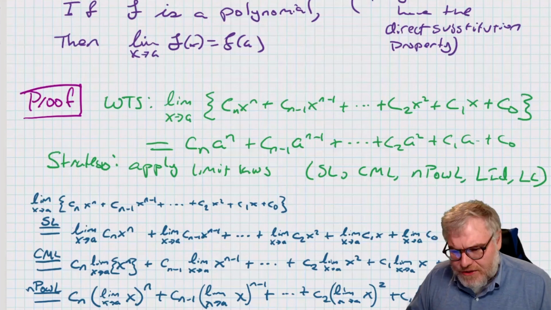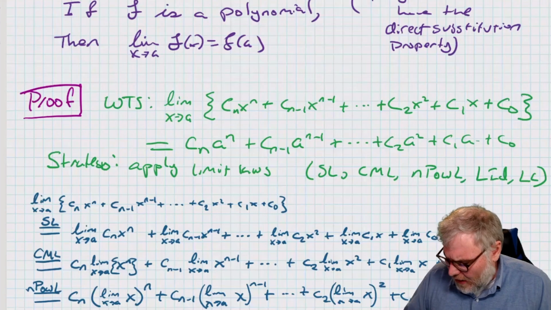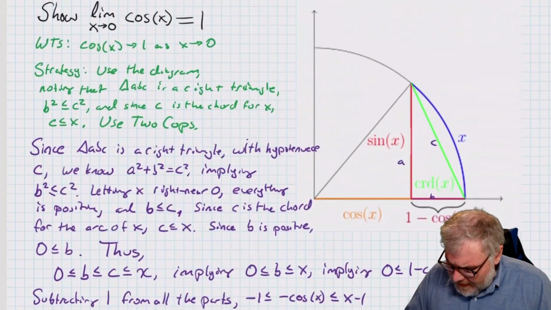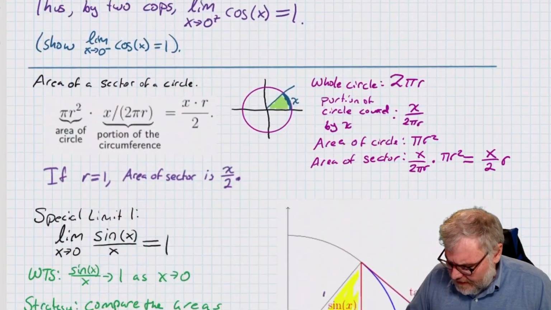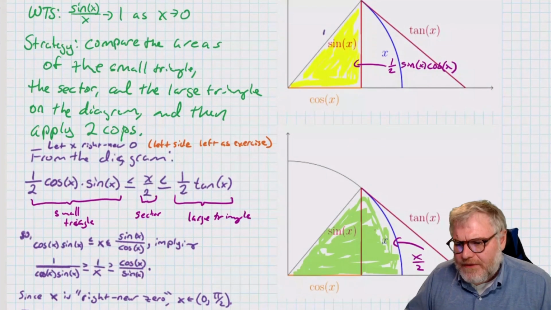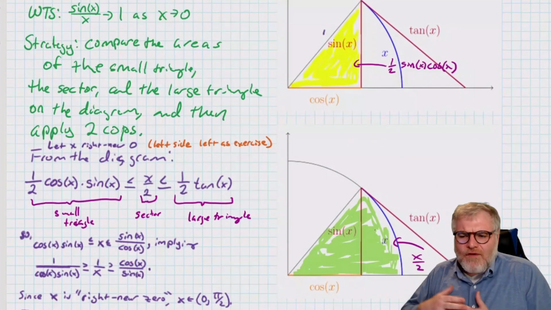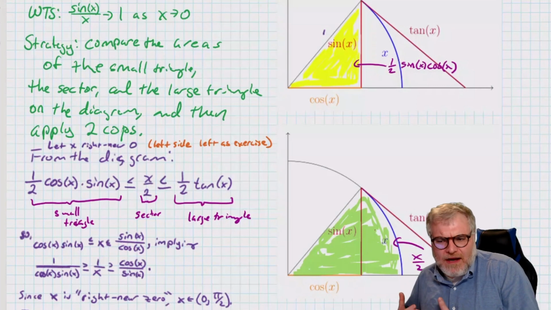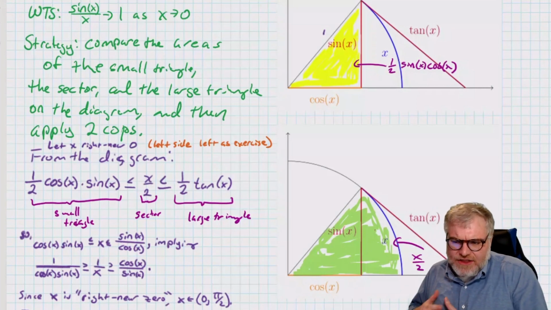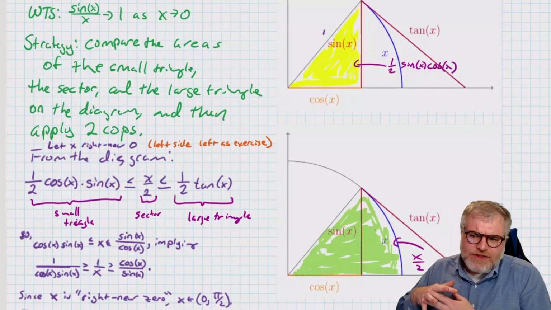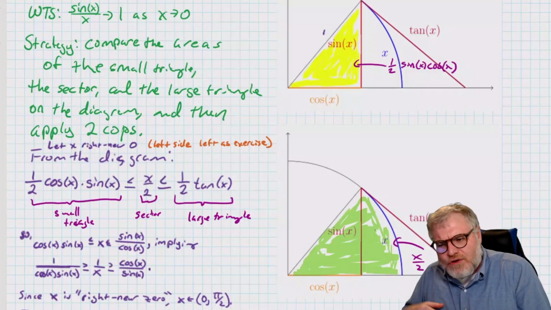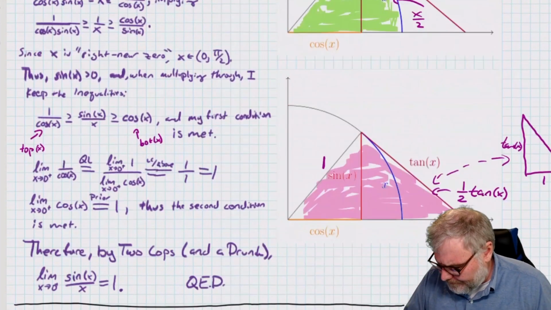Here, my strategy was very short. I said apply limit laws. Here, my strategy was a little longer, and here it was longer still. So your strategy, you kind of want it to be the thing that you would have to memorize. The want to show and the strategy, basically your entire introduction, should be the thing you have to memorize in order to reproduce the proof on your own.